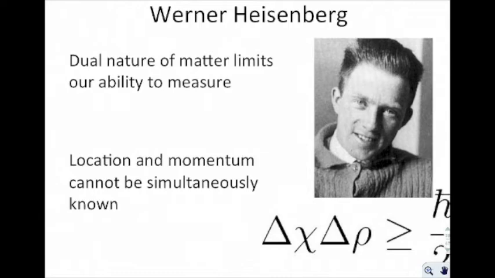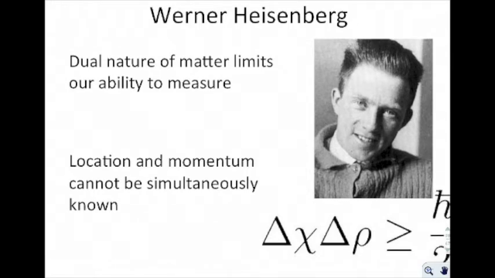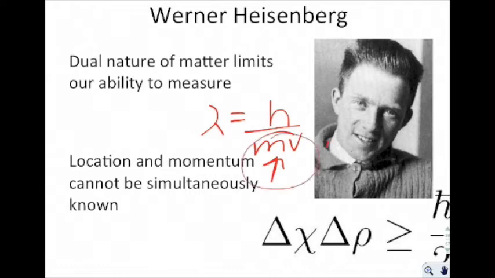Werner Heisenberg extended this idea of de Broglie, and what he came up with was the Heisenberg uncertainty principle. And it came up with this idea that location and momentum cannot be simultaneously known. And the reason why he came up with this is if you take the whole idea of wavelength equals h divided by mv, well, this right here, remember, is the momentum. Momentum is sometimes represented as p. So you have wavelength, you have h, and you have p.